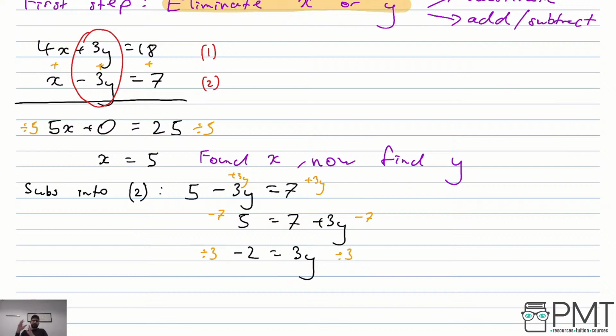So the idea is making the 3y into y. So minus 2 over 3 is equal to y. So that's my final answer. We have found both x and y. That's what we mean by solving simultaneous equations.